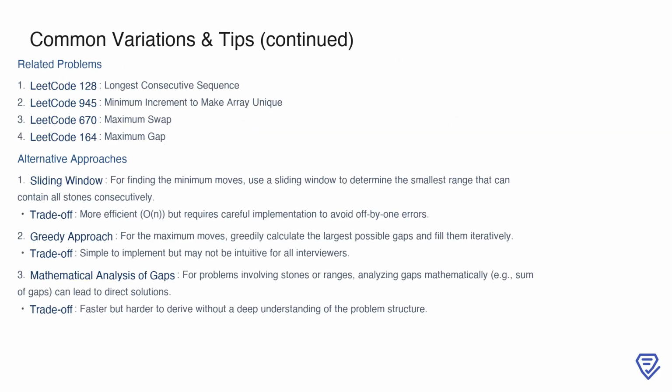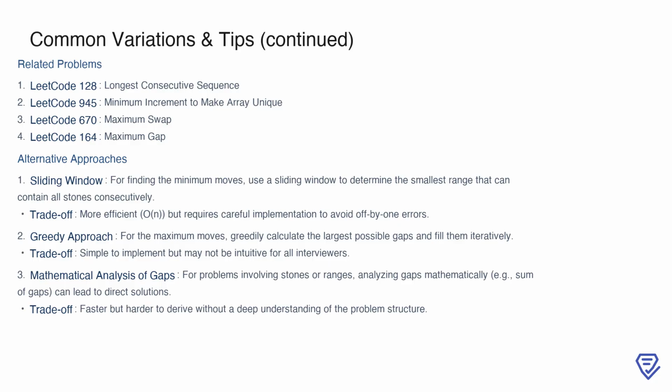To deepen your understanding, it's helpful to explore related problems. For instance, LeetCode 128, longest consecutive sequence, also deals with making elements consecutive, while LeetCode 945, minimum increment to make array unique, involves transforming elements with minimal moves. Similarly, LeetCode 670, maximum swap, and LeetCode 164, maximum gap, both touch on reordering or analyzing gaps in arrays. These problems share conceptual similarities and are excellent practice to build your intuition.